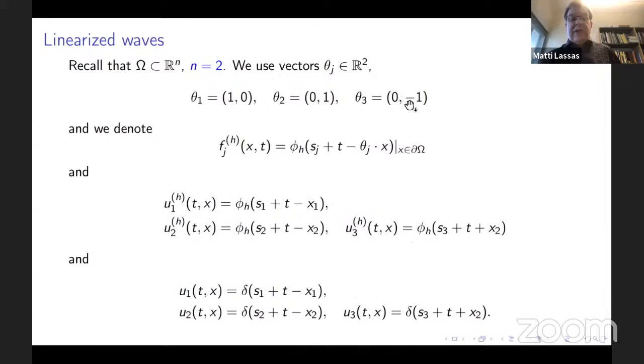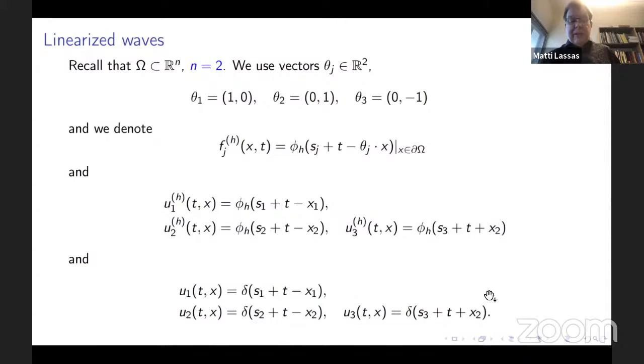So because of the sign change here, the sign is changed. So this propagates to the positive x direction. This propagates to the positive x2 direction, and this propagates to the negative x2 direction. And when h goes to 0, these go to delta distributions. So we have 3 delta waves that propagate to different directions.